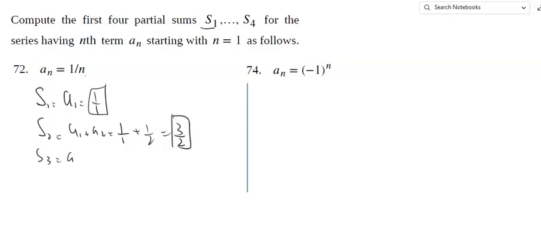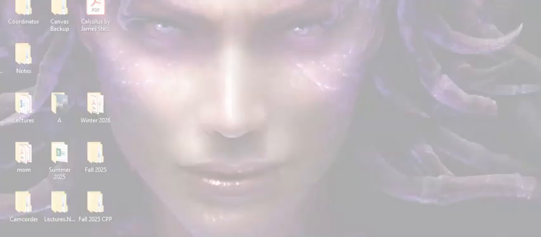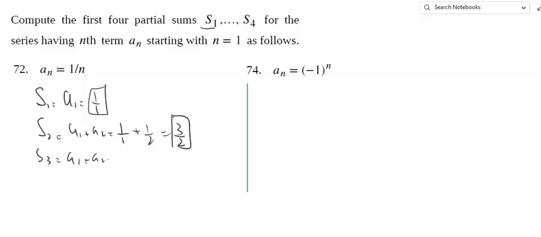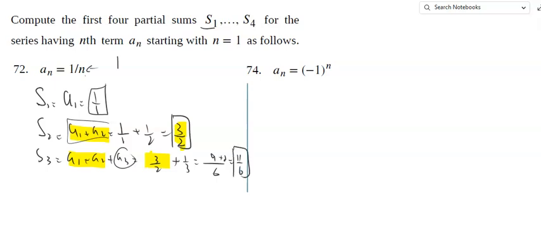S sub 3 is a sub 1 plus a sub 2 plus a sub 3. Well, instead of redoing those two, I'm already aware of what those are. Those are 3 halves, plus a sub 3. A sub 3 is 1/3, all over 6, that is 9 plus 2, that is 11 over 6. So this sequence has 1, this sum, sorry, actually you don't need to list them out.